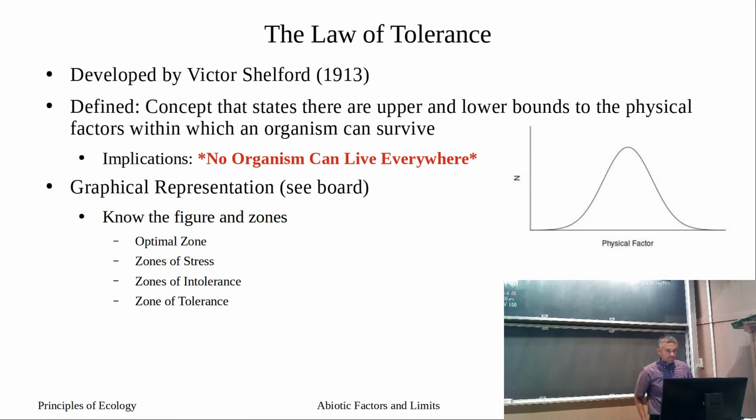There are upper and lower bounds to the physical factors within which an organism can survive. The implication of this idea is that organisms can't live everywhere. They're defined by the range of factors that they can tolerate, hence the law of tolerance. If they're outside of that range, they're going to die. If they're inside of that range, they can survive. But Shelford went even further to say that there are certain abiotic conditions where the organism does better than the rest. And this is where he came up with this idea of zones.